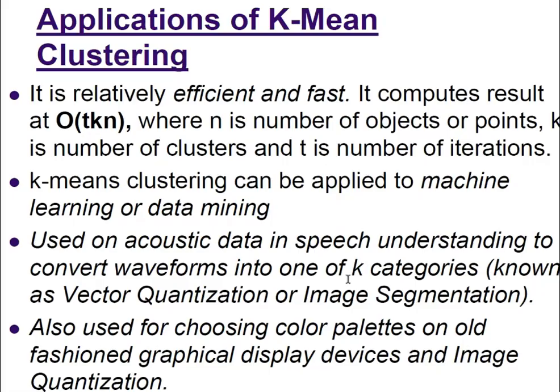Fourth, in image compression and color quantization. In the early days of computer graphics, display devices could only show a limited number of colors, so k-means was used to select the best k colors to represent an image, dramatically reducing file size while preserving visual quality. Modern image compression still uses a variation of this idea.